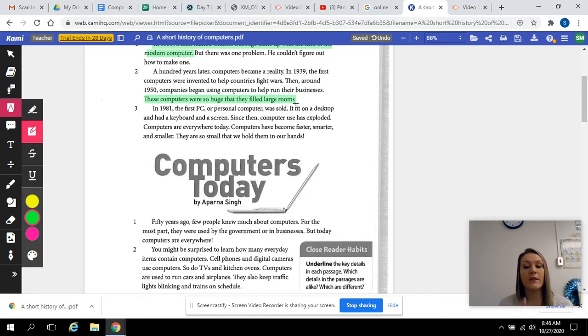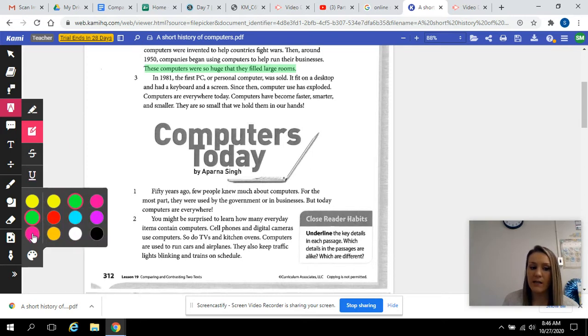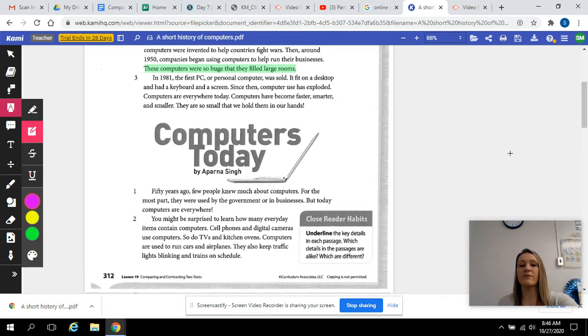I think that's good. I think you guys get the idea of what you're doing. So let's find a difference in this text. So I'm going to change my highlighter color and I'm going to use purple. Okay, so differences up here and these are my differences down here.